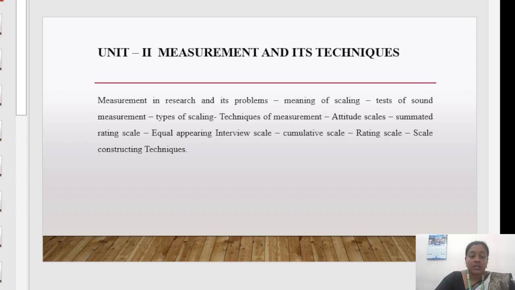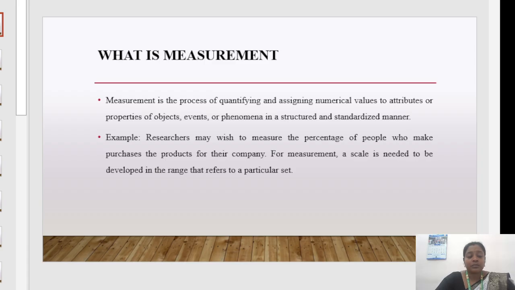The syllabus covers measurement in research and its problems, meaning of scaling, test of sound measurement, types of scaling, techniques of measurement, attitude scales, summated rating scales, equal appearing interval scale, cumulative scale, rating scale, and scale construction techniques. So we'll discuss one by one.